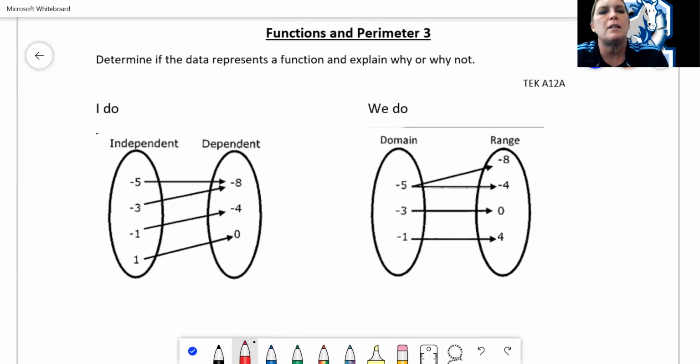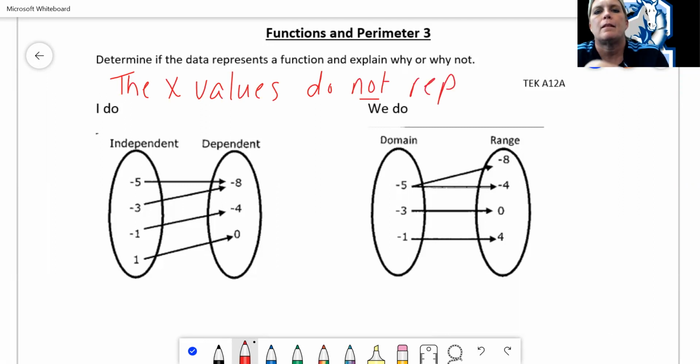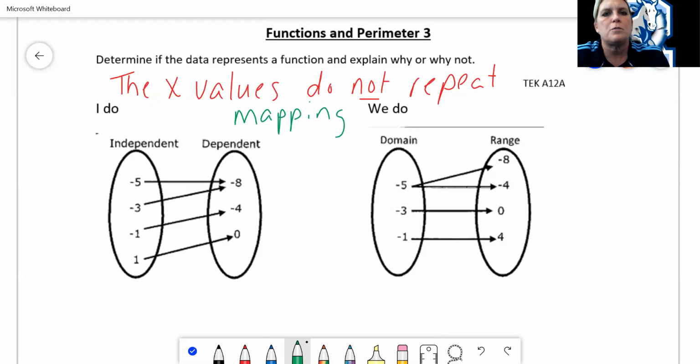Remember, functions mean that the x values do not repeat. What you're seeing in the first problem is called mapping. These bubble-looking things are mapping. In the first bubble is the x, and the second is the y. We should know that as well because we have independent and dependent.